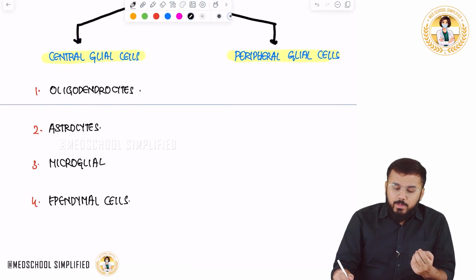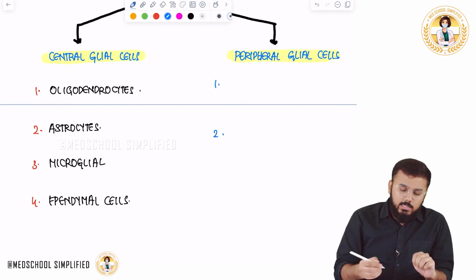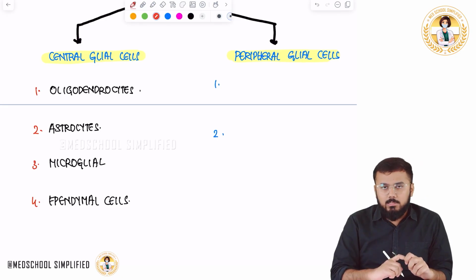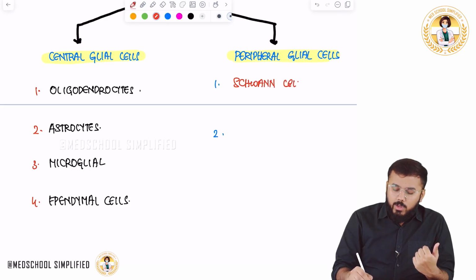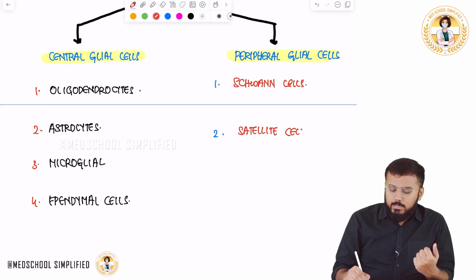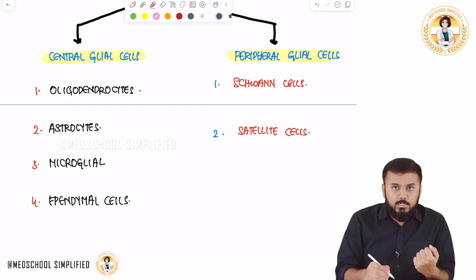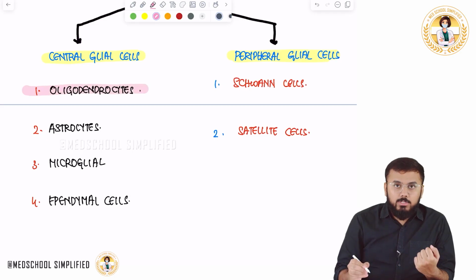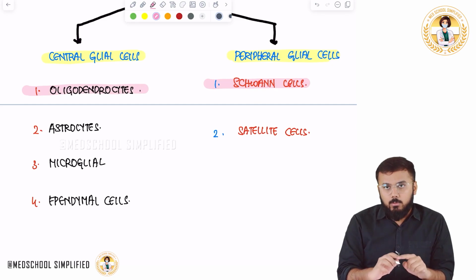The next important thing is peripheral glial cells. What is the list of these peripheral glial cells? Actually there are two important groups of peripheral glial cells. One is called Schwann cells and the second one is called your satellite cells. Now what we shall do is discuss what oligodendrocytes are, and also what Schwann cells are. These two are very, very important.